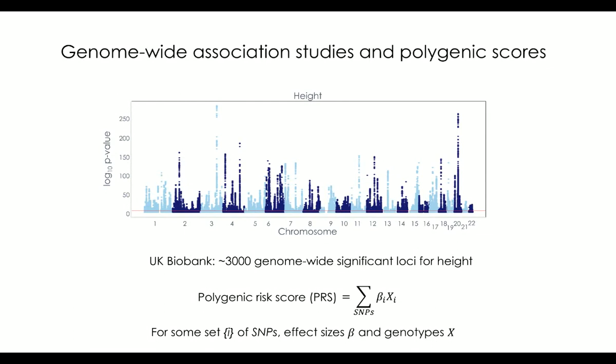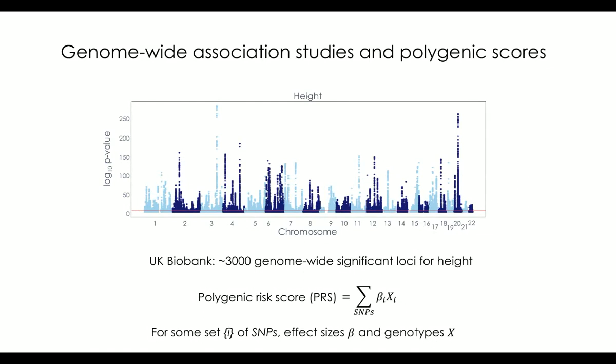Now I'm going to talk a lot about height, not because it's necessarily the most important trait in the world, although it is very interesting in its own right, but really because it's a model for other complex traits. It's very easy to study, it's very easy to collect large samples, and we know a lot about the genetic basis of height, and in fact, many of the complex traits and diseases that we're interested in have similar genetic architectures, at least to the extent that we can tell.